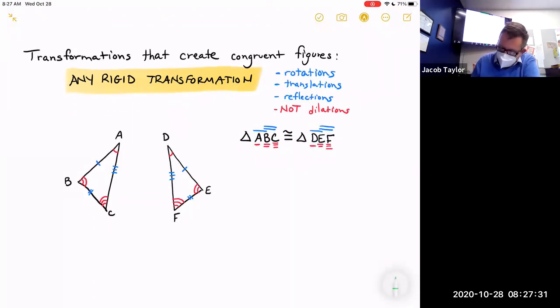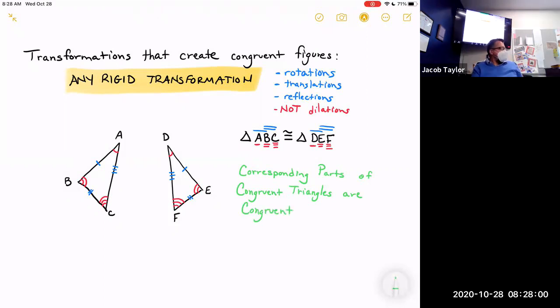For now, what I want you to know is this phrase, corresponding parts of congruent triangles are congruent. This is the kind of phrase that comes up a whole lot in proofs. Corresponding parts of congruent triangles are congruent. Meaning if I tell you these two triangles are congruent, then you know every single piece of the triangles are congruent to one another, just like what I showed you.